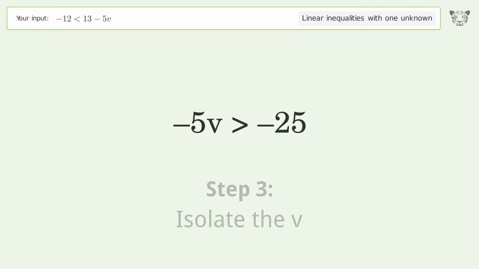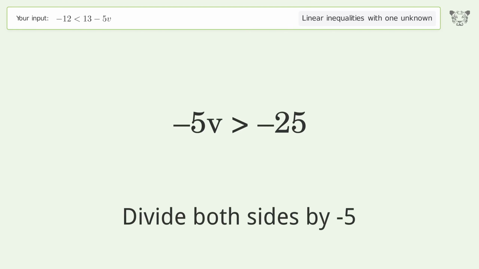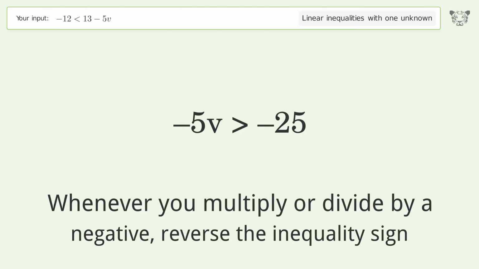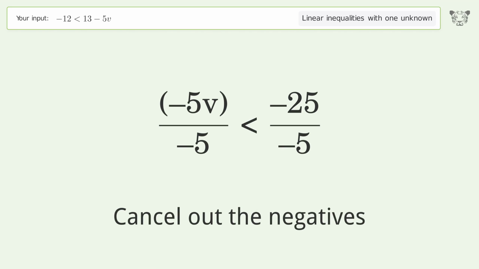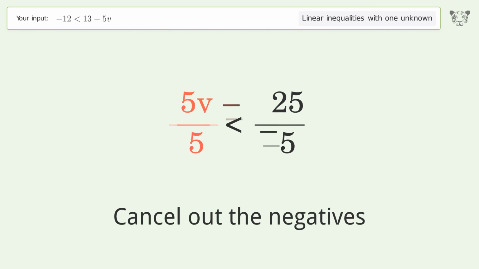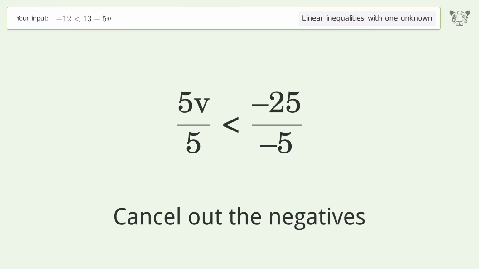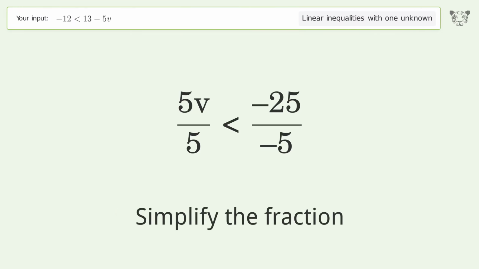Isolate the v. Divide both sides by -5. Whenever you multiply or divide by a negative, reverse the inequality sign. Cancel out the negatives. Simplify the fraction.